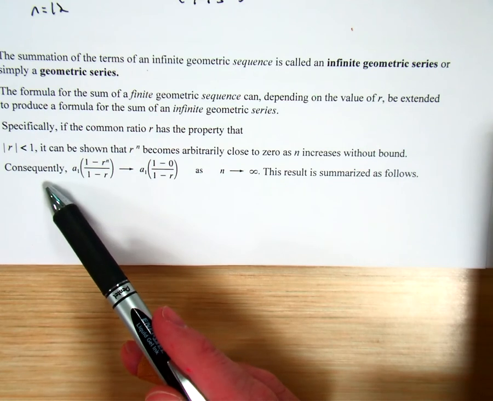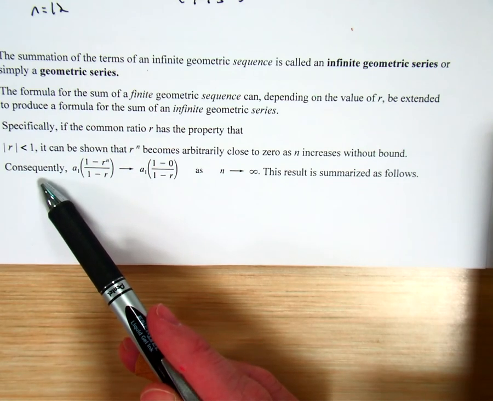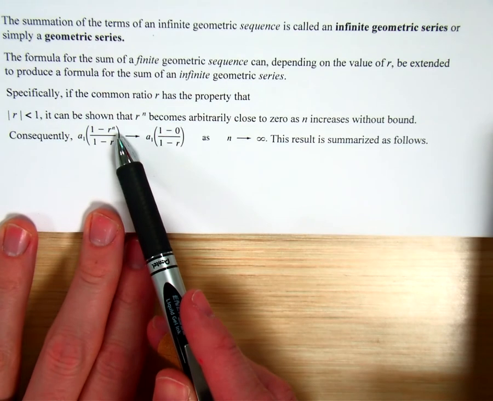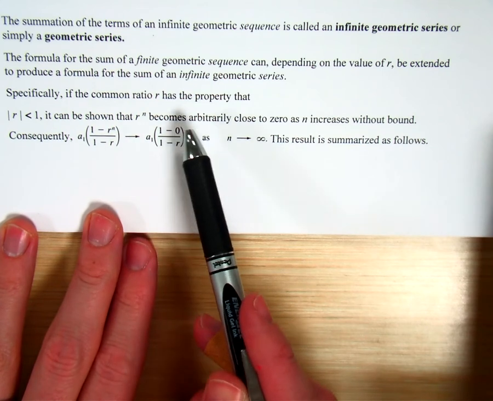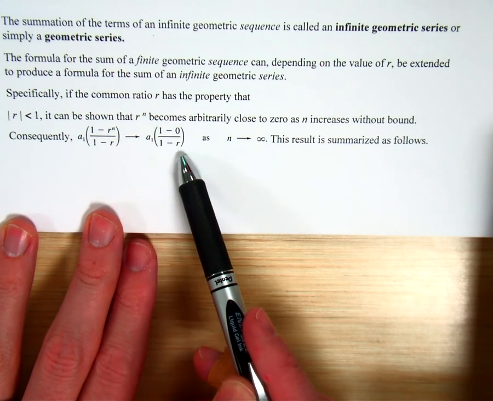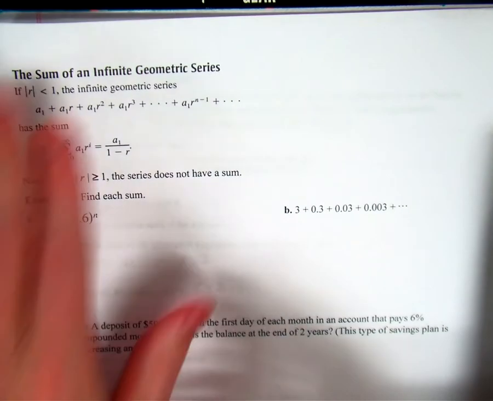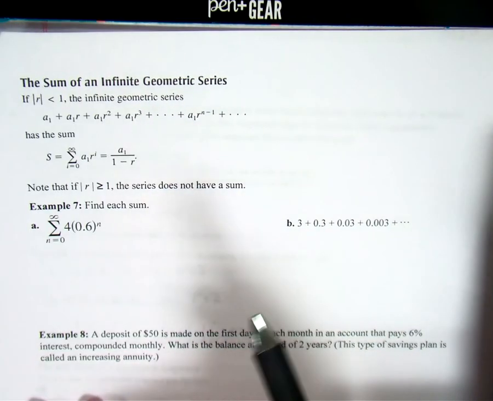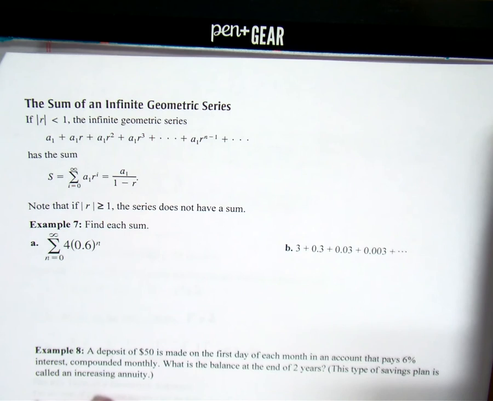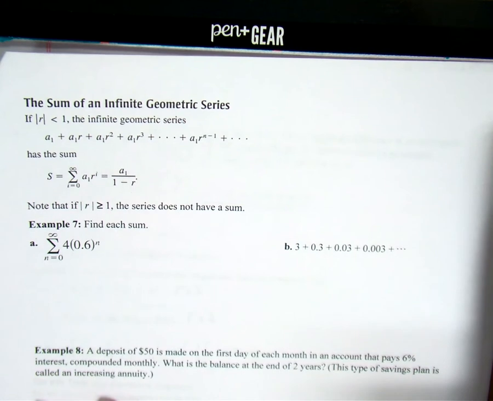So we can then take that to be, as this goes to 0, 1 minus 0 on the top is 1, over just 1 minus r. So our infinite one is actually nicer than the finite one, but we have the catch that the absolute value of r has to be less than 1. Then it's just a1 over 1 minus r. Piece of cake.